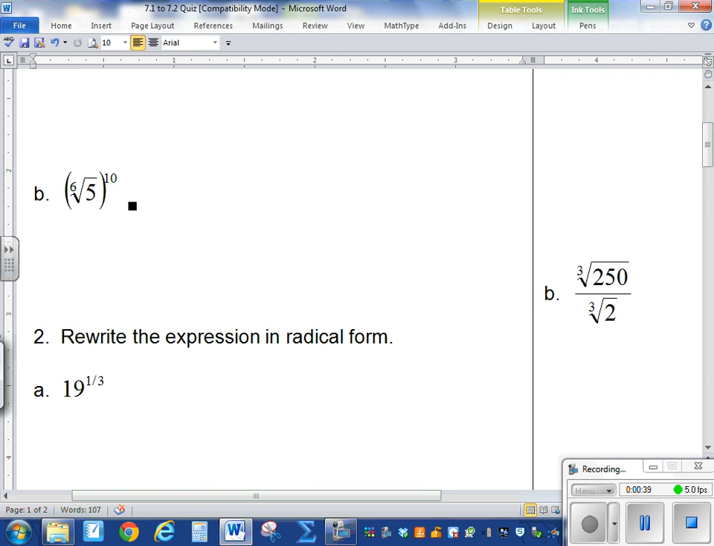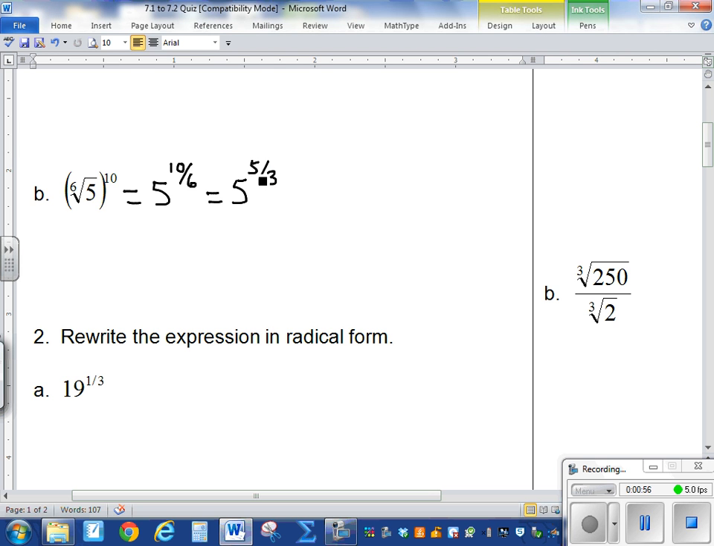Next one. This one is going to be your base is 5. 10 is your exponent, so that's your numerator. 6 is your root, so 10 over 6. That does reduce, so that's going to be 5 to the 5/3.